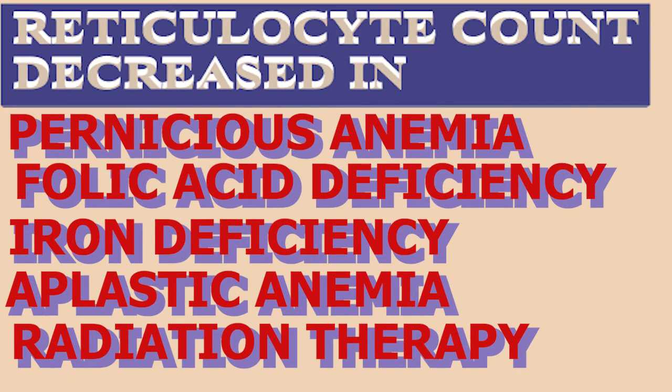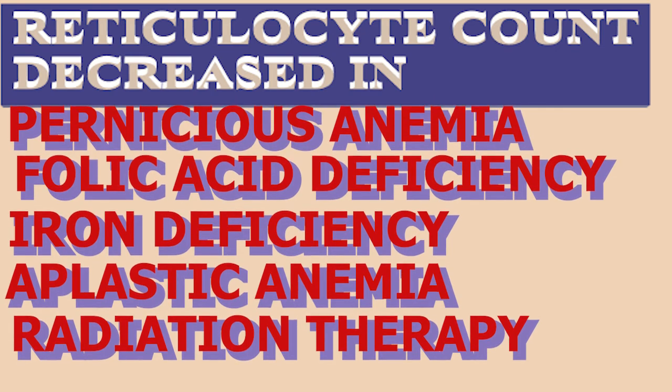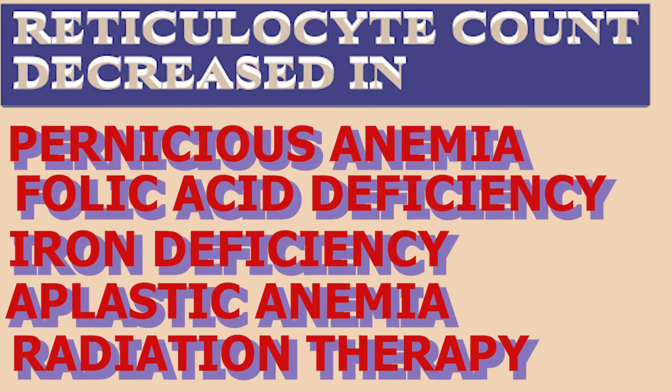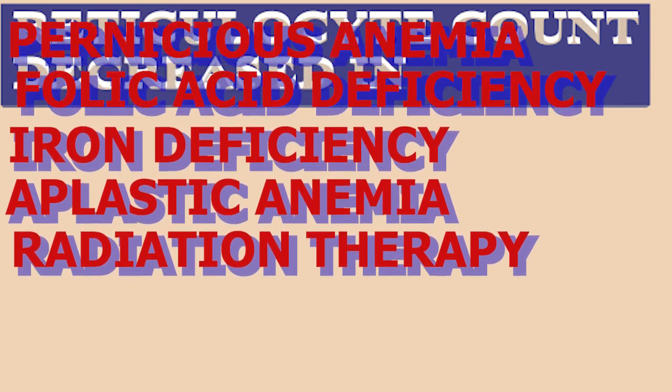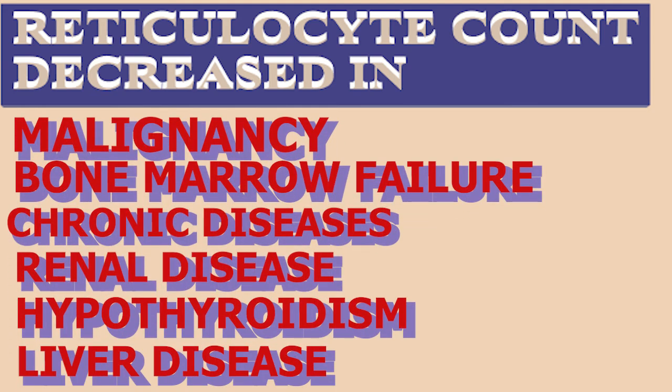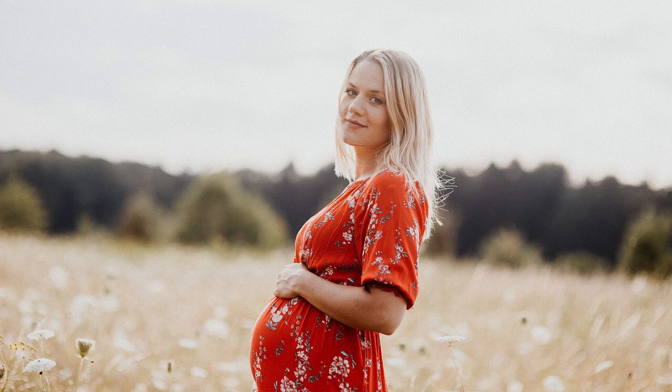Decreased reticulocyte count may indicate pernicious anemia and folic acid deficiency, iron deficiency anemia, aplastic anemia, radiation therapy, malignancy, bone marrow failure, adrenocortical hypofunction, anterior pituitary hypofunction, or chronic diseases. The retic results are decreased in renal disease, hypothyroidism, and in liver diseases. Pregnancy may also cause an increased reticulocyte count.